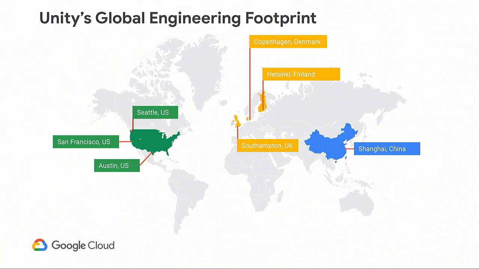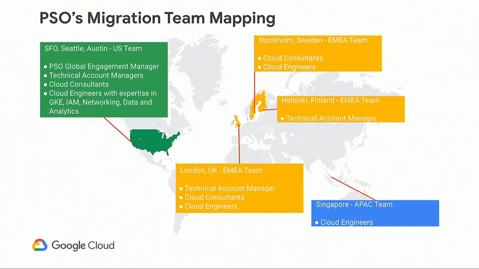My team was entrusted with the task to make sure that this migration is successful. The PSO org, the Professional Service Organization, is a team of technical account managers, engineers, and consultants that work on ensuring that customers, such as Unity, can accelerate as soon as possible on the Google Cloud Platform. We are spread globally and quite effectively that way.